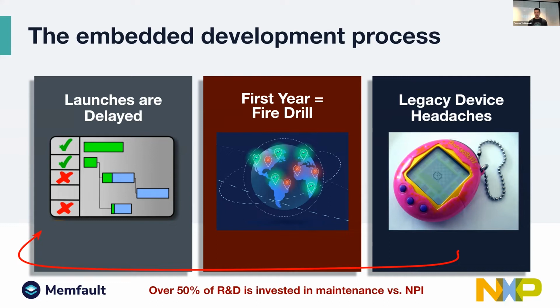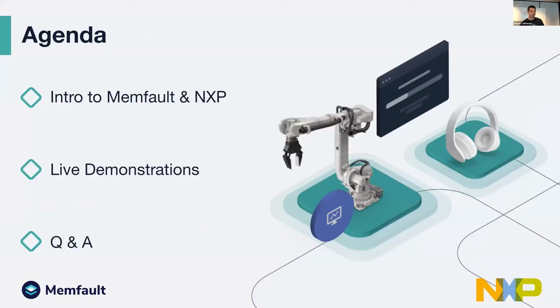So not only are you spending way more on your engineering to launch fewer products, but engineers don't like working in those old products. They want to work on the new sexy products. So that's what Memfault and NXP are going to talk about, how we're improving your lives, making your next product development or your existing one a lot better experience.